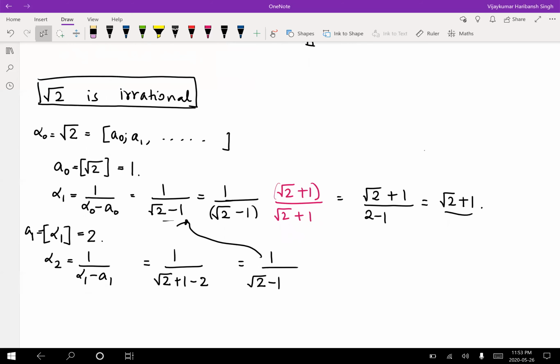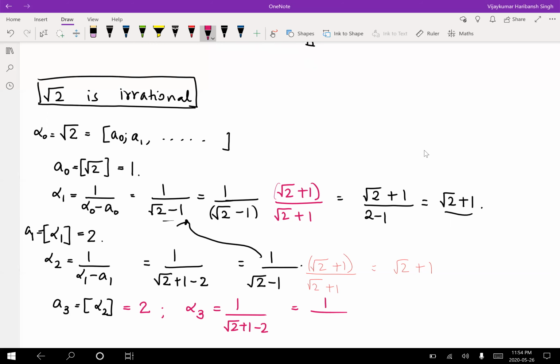So you can see that the process is going to repeat itself. So if I repeat this process, I will get what? I will get a3 as integer part of alpha 2, again by multiplying by the conjugates here. Let me do one more time, square root of 2 plus 1 upon square root of 2 plus 1, which is going to be square root of 2 plus 1. This is going to be 2. And then I get alpha 3 again as 1 upon square root of what? Square root of 2 plus 1 minus 2, which is going to be 1 upon square root of 2.